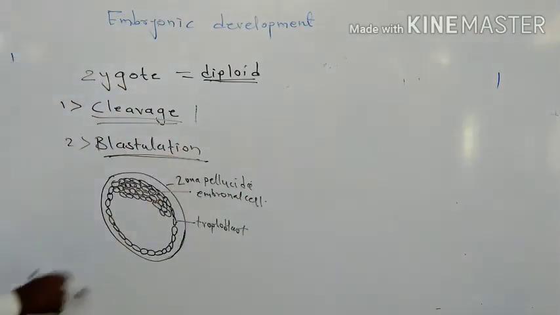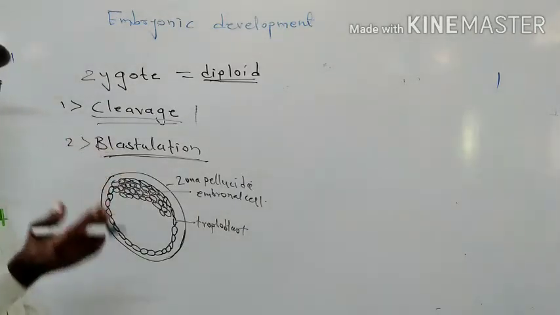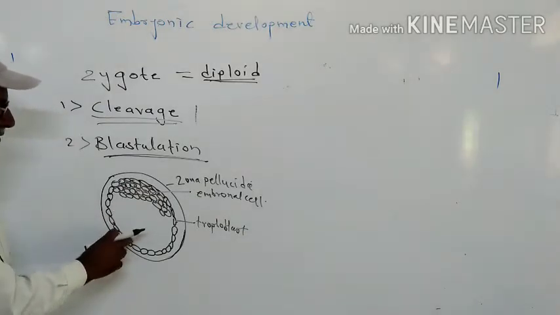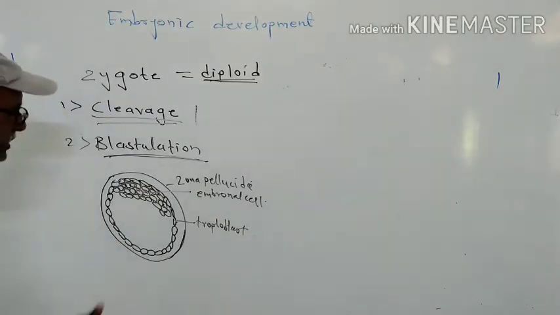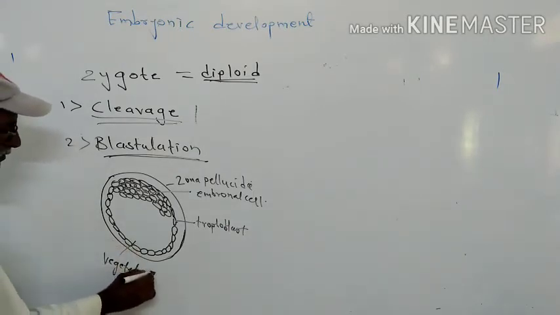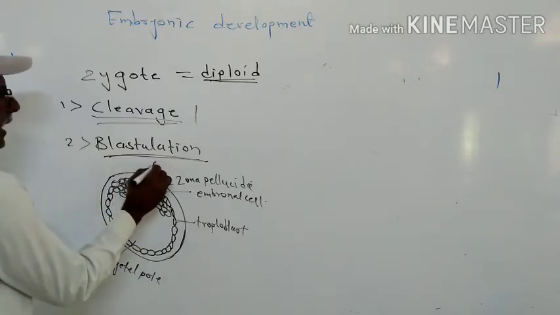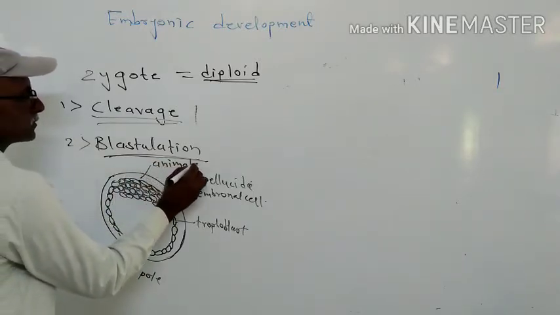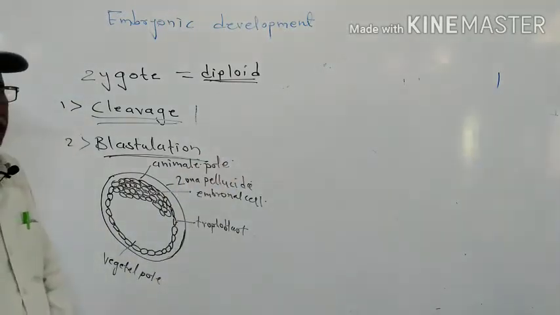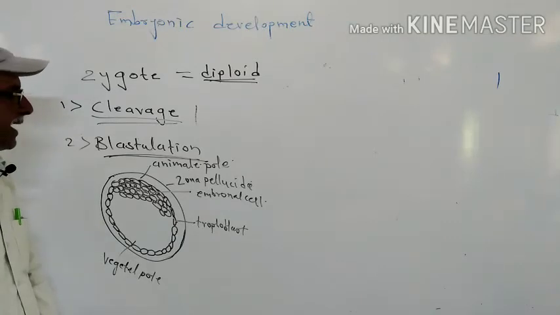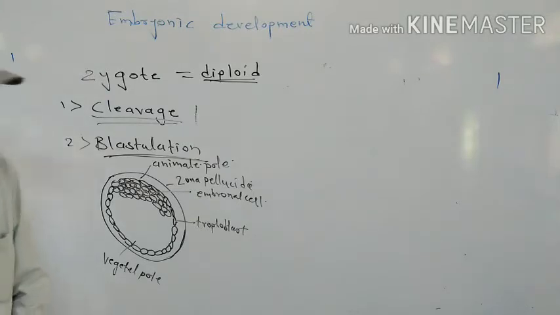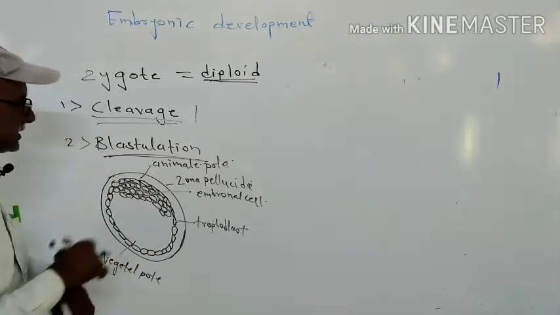And this end is also called the embryonal end, or the animal pole. Opposite to this pole is called the vegetal pole. Where embryonal proper cells are present, that pole is called the animal pole, and opposite to it is called the vegetal pole.